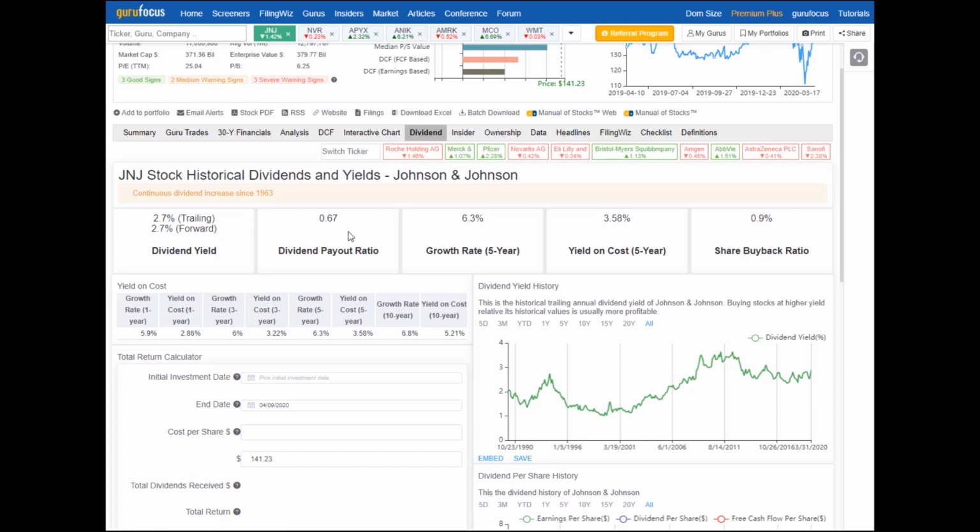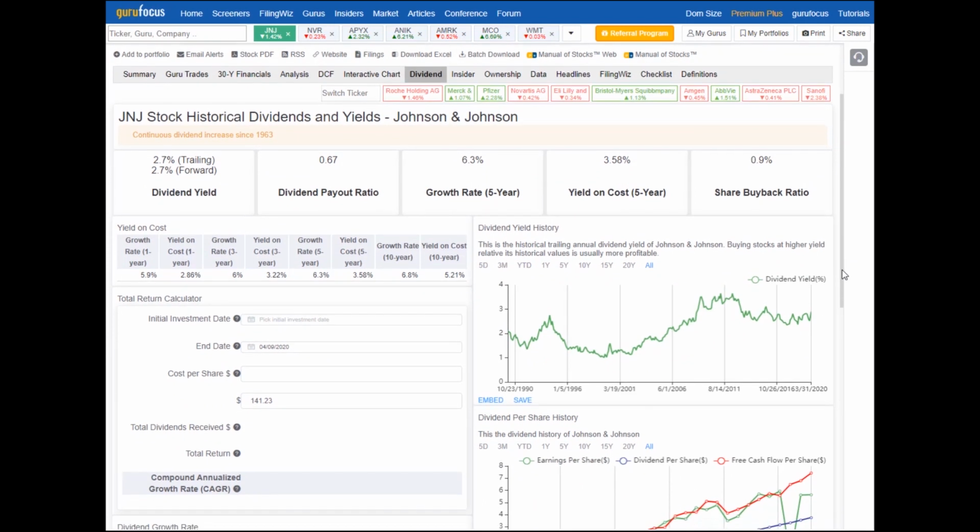An important ratio here is the growth rate. The five-year dividend growth rate of Johnson & Johnson is about 6.3%. So assuming you buy today and Johnson & Johnson keeps increasing their dividend at the current rate, in 5 years the yield on your cost will be 3.58%. Of course, the faster they increase their dividends, the higher the yield on cost will be.